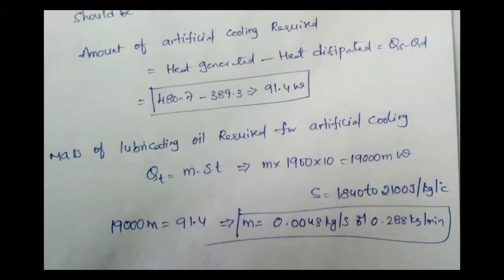First, the bearing pressure value is supposed to be calculated. Bearing pressure means P equal to W by L into D. What happens if you are having an unknown parameter?